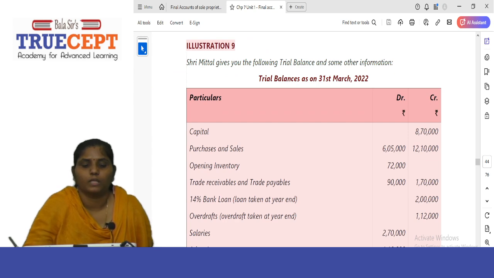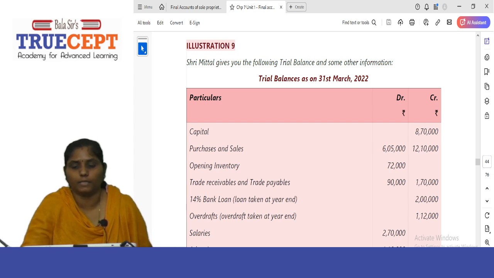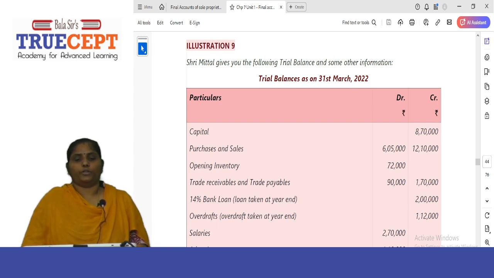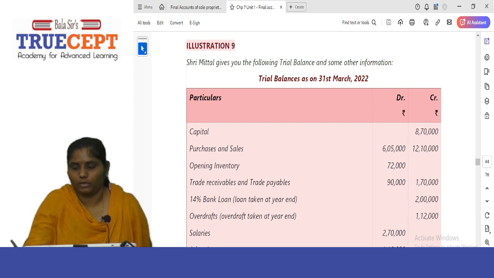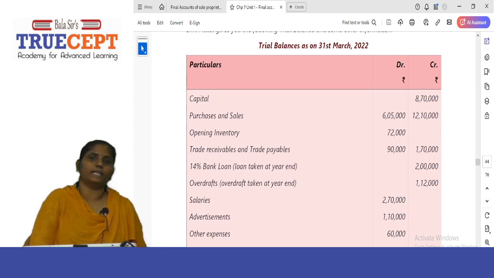Shall we? Now Shri Mittal gives you the following trial balance and some other information. Now trial balance as on 31st March 2022 is provided to you. So let's discuss as usual all the trial balance items one by one, and after that we'll discuss the adjustments, then we'll work out a sum, right? So now first look at the trial balance. You have capital 8,70,000. It goes to my balance sheet liability side.